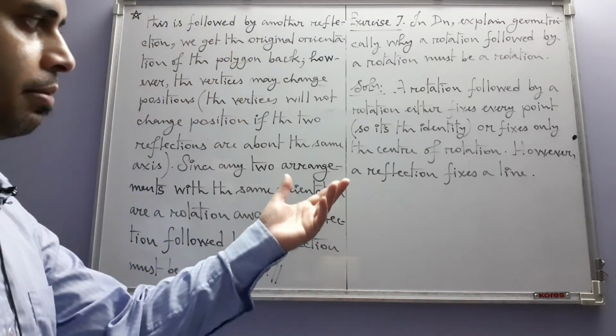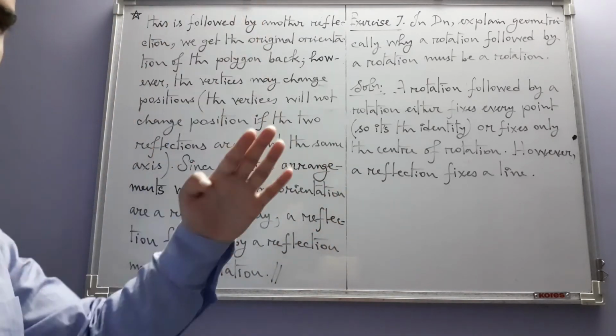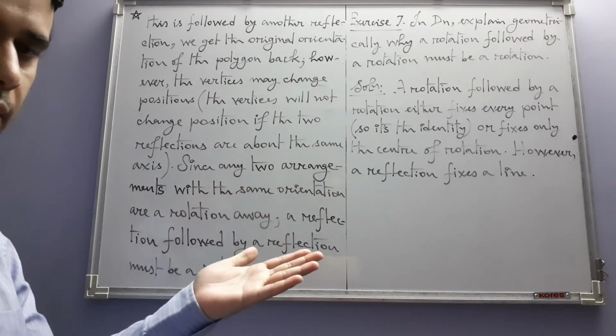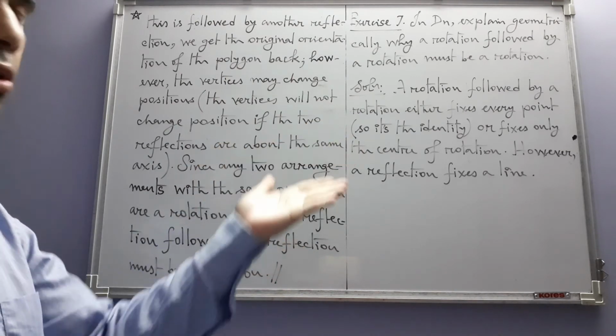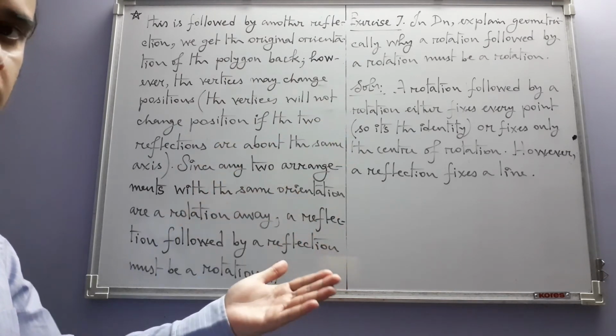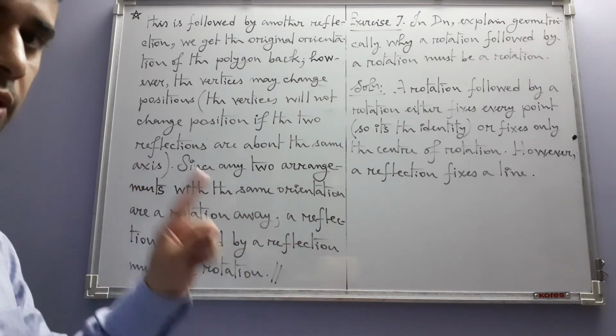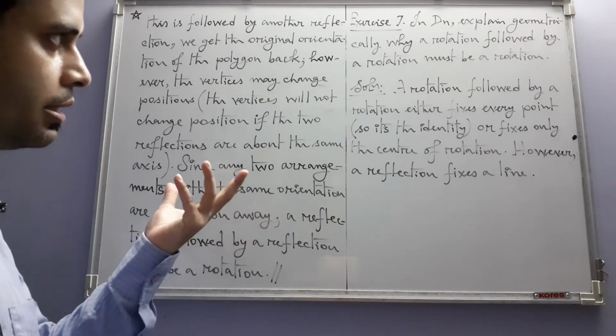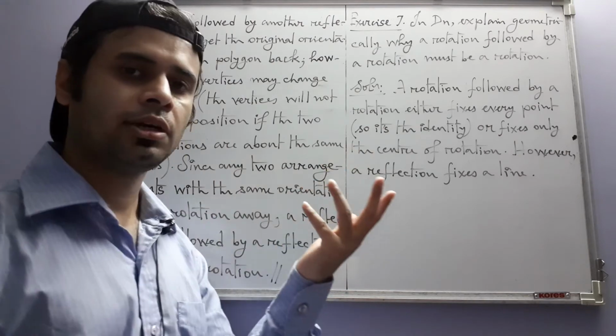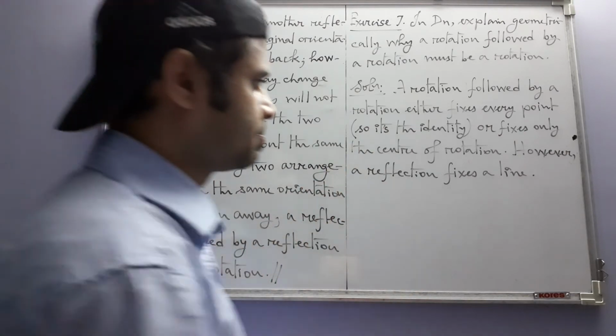However, a reflection about some axis fixes that axis, that line. So two rotations performed successively cannot be a reflection. So it has to be a rotation, because in Dn we have only reflections and rotations.